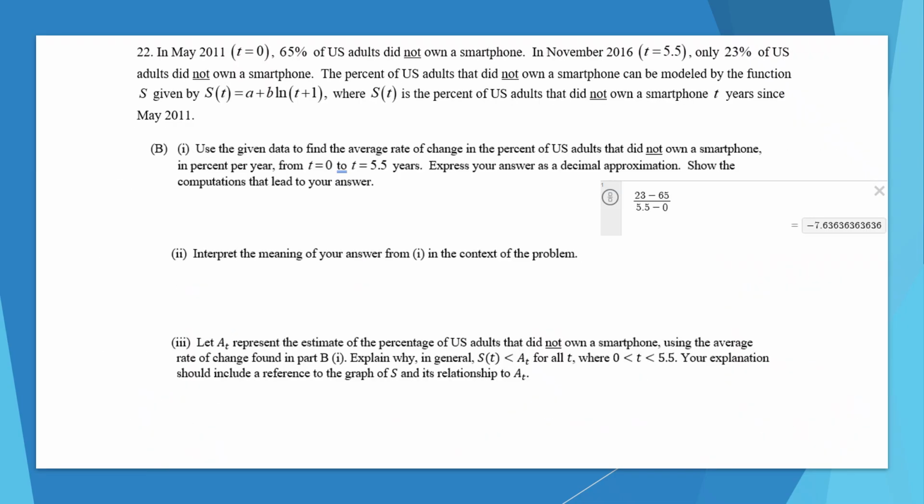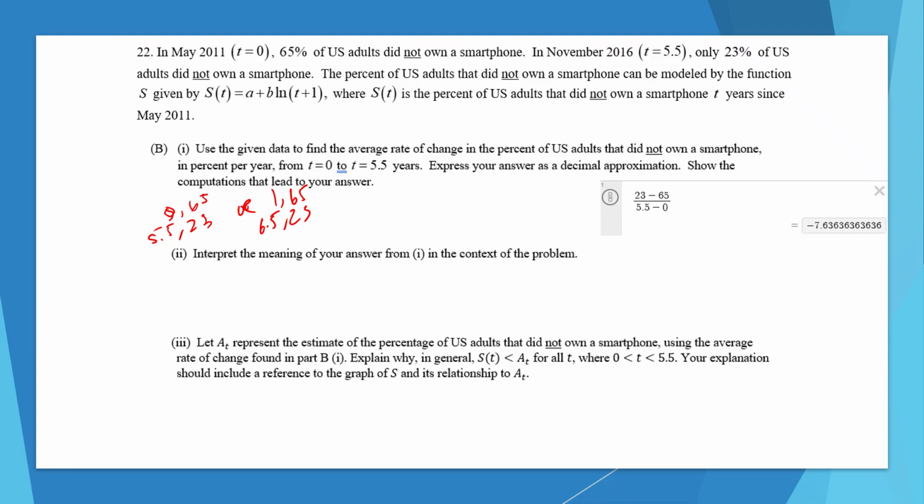Right, part B. For B1, use the given data to find the average rate of change from 0 to 5.5. So it's just using the two coordinates. It actually doesn't matter whether you use 0, comma 65 and then 5.5, comma 23, or you could use 1, comma 65 and then 6.5, comma 23.